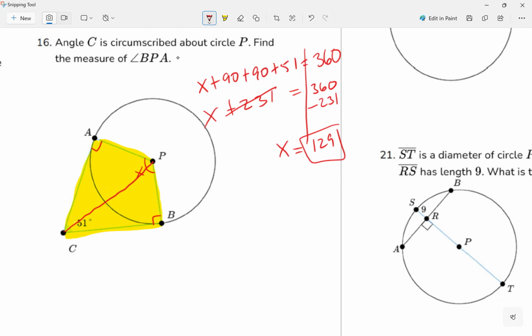Just remember that when a tangent line or tangent segment and a radius cross, they make a 90-degree angle. That's why the corners A and B, I call them 90-degree angles, because a tangent and a radius make a 90-degree angle. Okay, I was working up until number 18.